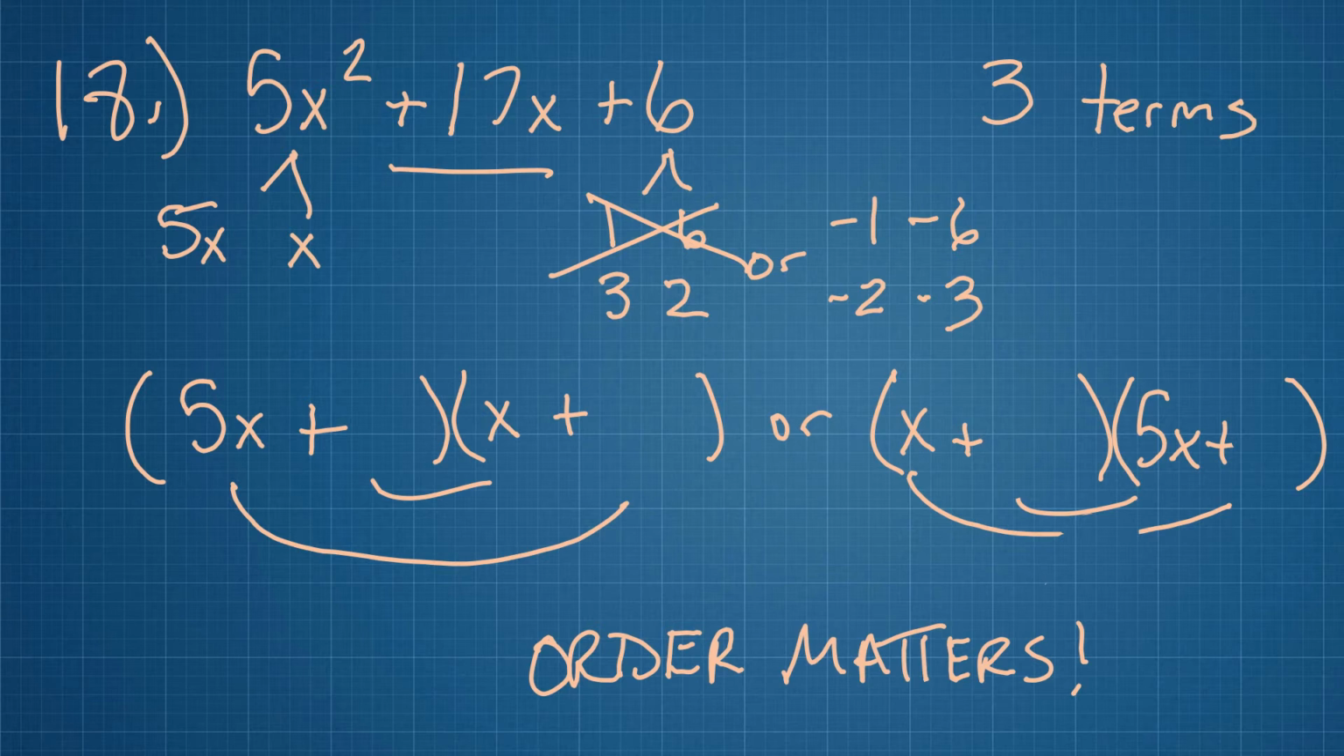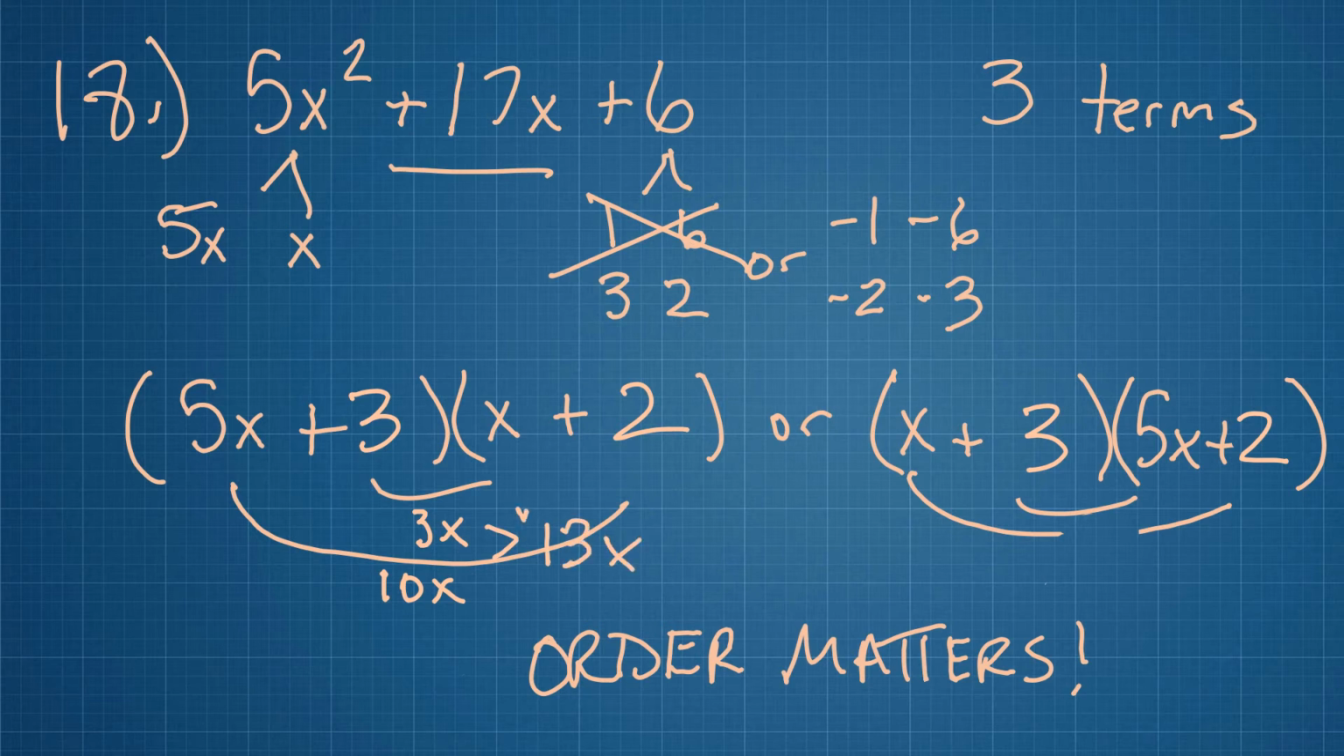So I try 3, I try 2, I try 3, I try 2. I get the outside, I get 10x. The inside, I get 3x. Together, that's 13x. 13x is not equal to 17x, so that 3 and 2 doesn't work.